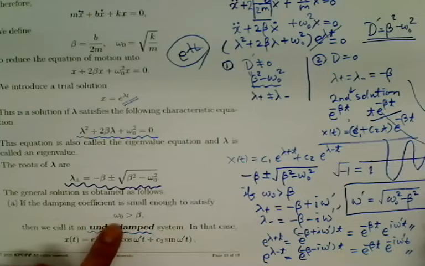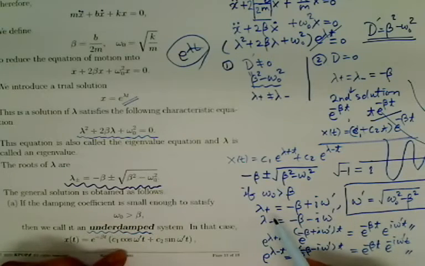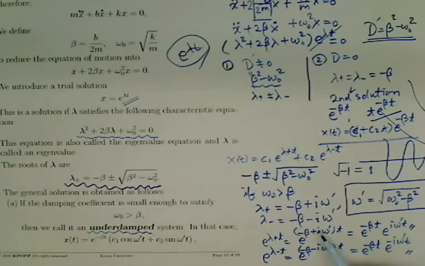So when omega 0 is greater than beta, we have both the real part and imaginary part, and this imaginary part is non-zero, so lambda plus and lambda minus are different. The final result for the differential equation should be a linear combination of these two functions, exponential minus beta t e to the i omega prime t, and exponential minus beta t e to the minus i omega prime t.